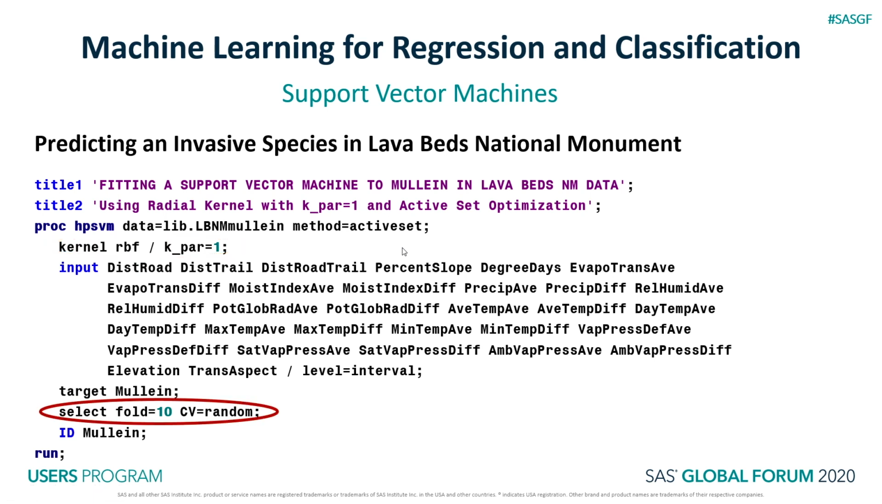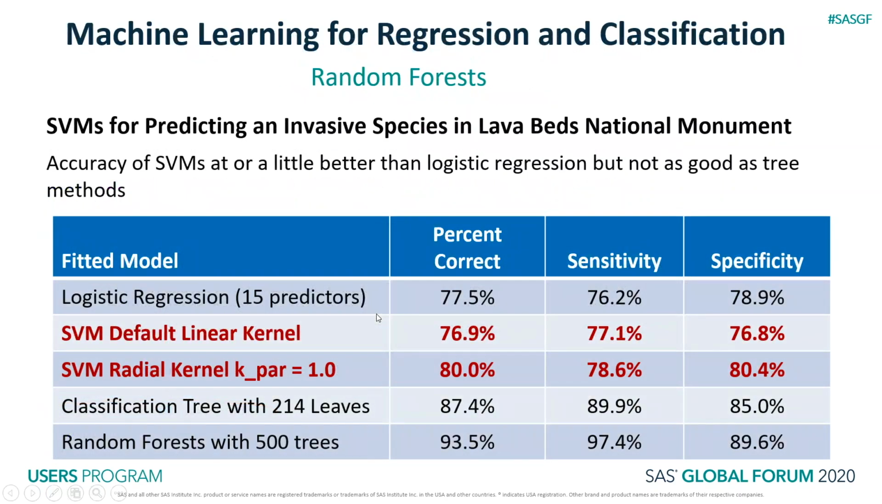Now, with proc HP Forest and with proc HP Split, we have specified tenfold cross-validation or something like it, and that is specified using the select statement. Fold is equal to 10 says tenfold, and the CV is equal to random is saying do tenfold cross-validation here. So here are the results for fitting support vector machines to the Lava Beds National Monument data.